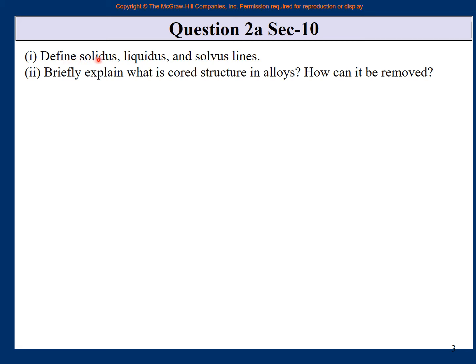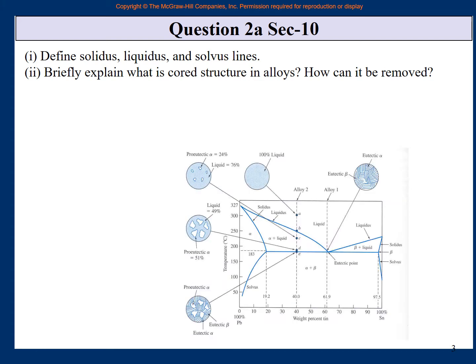Define solidus, liquidus and solvus lines. Part 2 of this: briefly explain what chord structure is in alloys and how it can be removed. So this is a simple thing. If you know the phase diagram, then the first part. If you know cooling rates and so on, then the second part. So let us see.